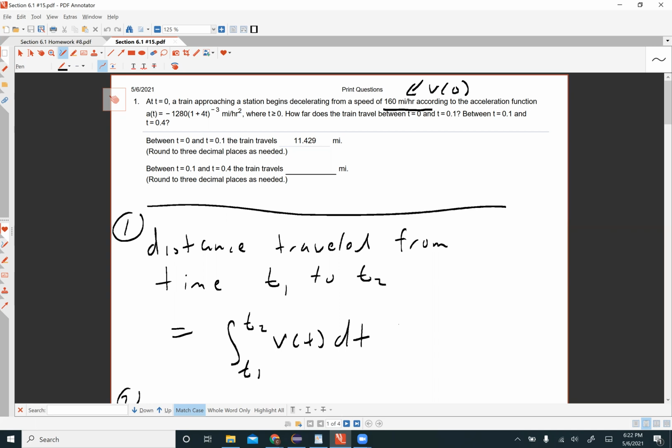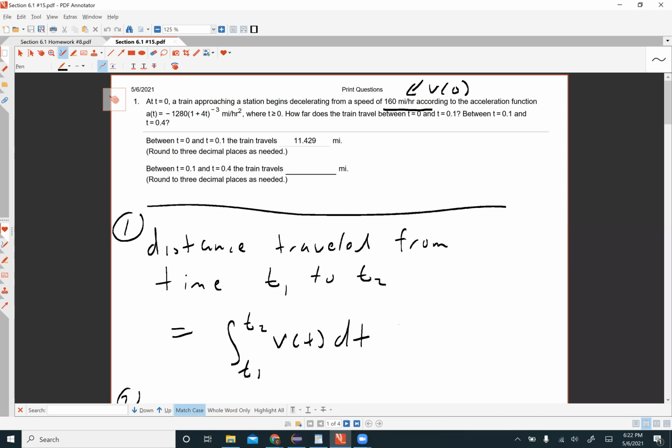There are two questions, and I already solved the first part. How far does the train travel between time t equal to 0 and time t equal to 0.1 hours? I guess that's like six minutes. The next one would be from 0.1 hours to 0.4 hours. I didn't do that part, but if you see how I did the first part, the second part is easy.